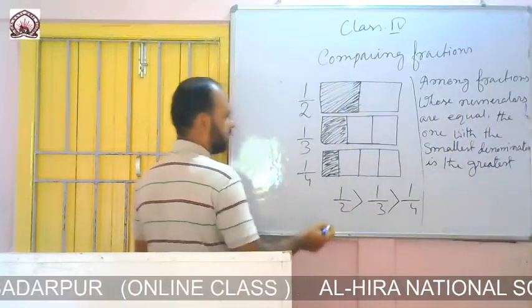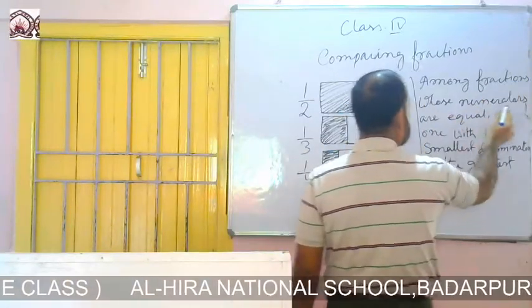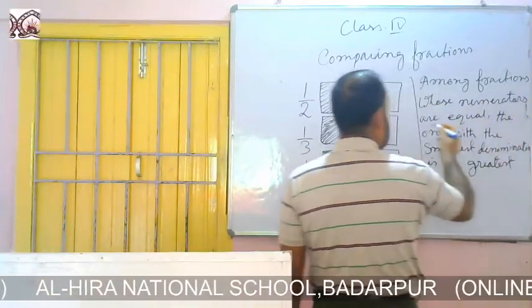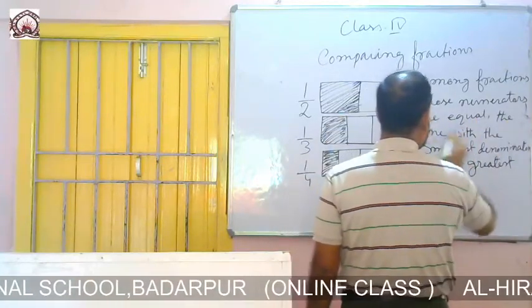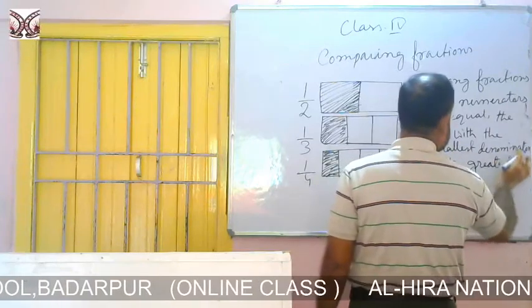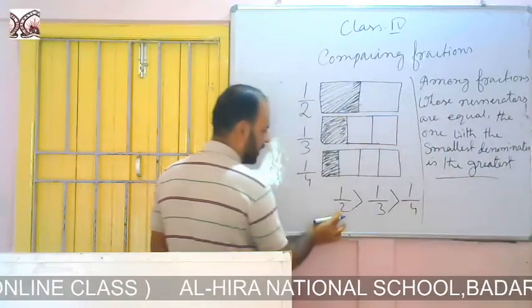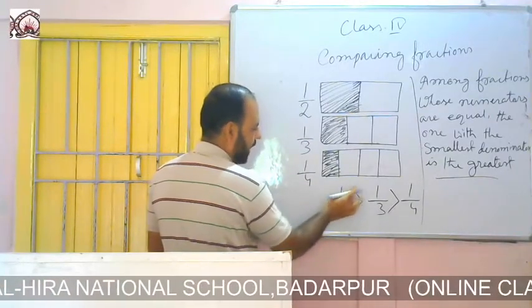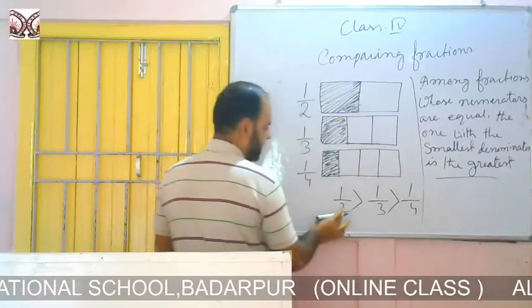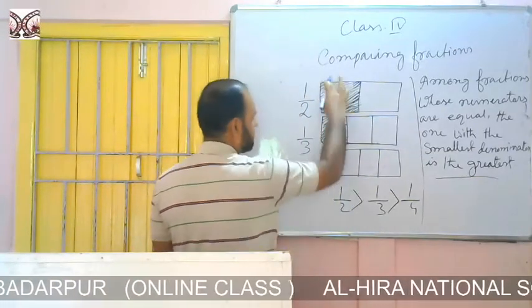So here we get, among fractions whose numerators are equal, the one with the smallest denominator is the greatest. So here the smallest denominator is 2. The numerators are all the same, 1, 1, 1. Here 2 is the smallest, so this fraction is greatest.